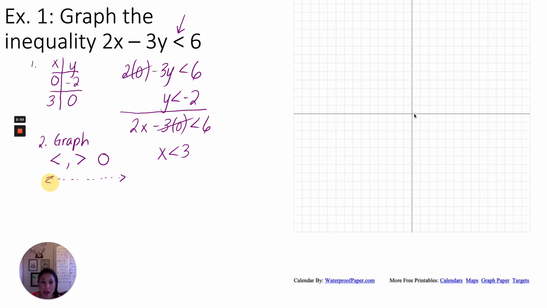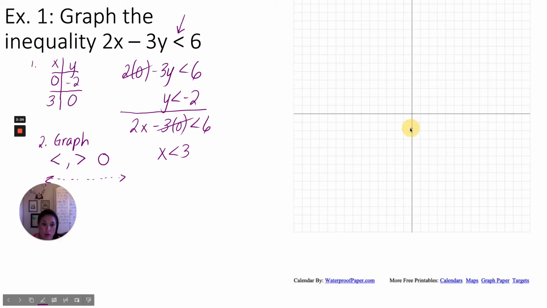When x is 0, y is negative 2, that's open, and 3 and 0, that's open. Now I need to draw a dotted line that extends from one end of this graph to the other, going through the points. You want to use your ruler to make a nice straight line.